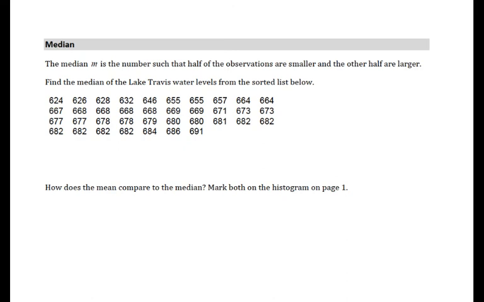When talking about center of a distribution for a quantitative variable, mean is one of the very commonly used ones, and median is the other. For median, we have to have a sorted list. It's very hard to find the median of a list that isn't in increasing or decreasing order. So we have those lake levels written here in increasing order, and each row has 10, so this is 37 total. This is 37 lake levels.